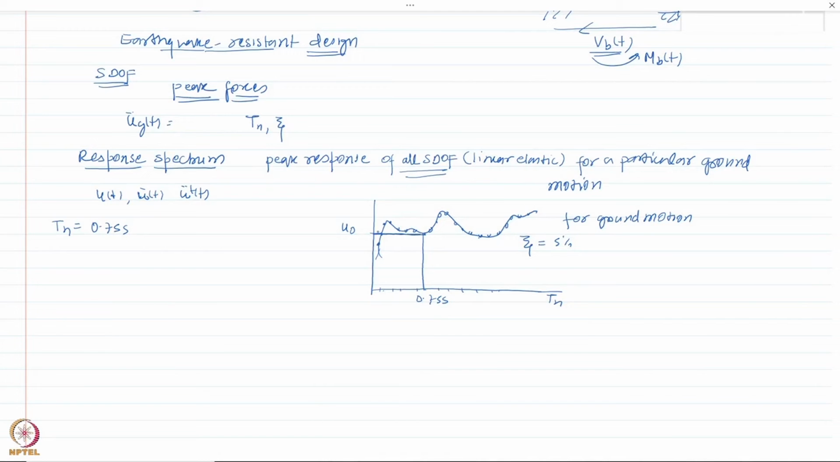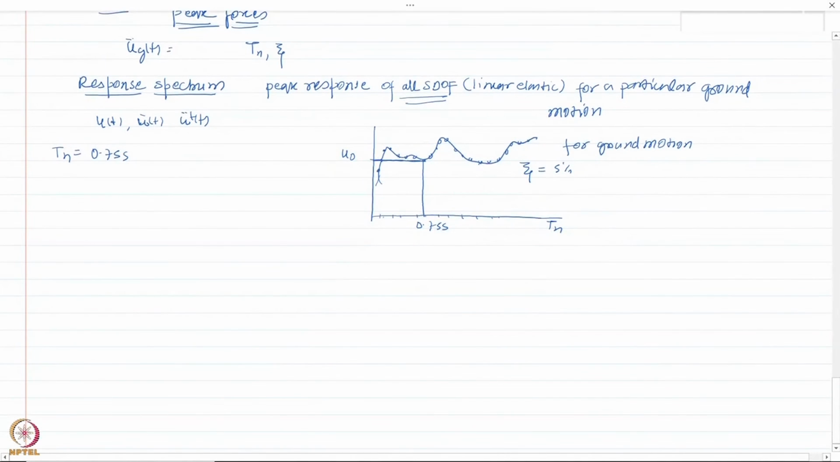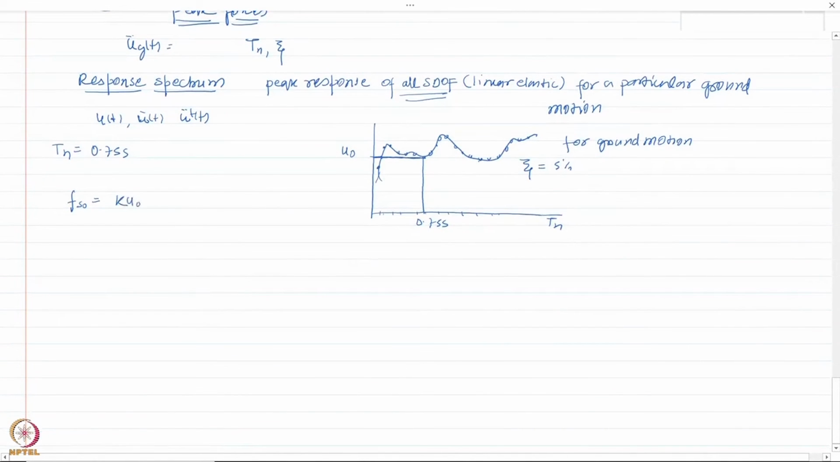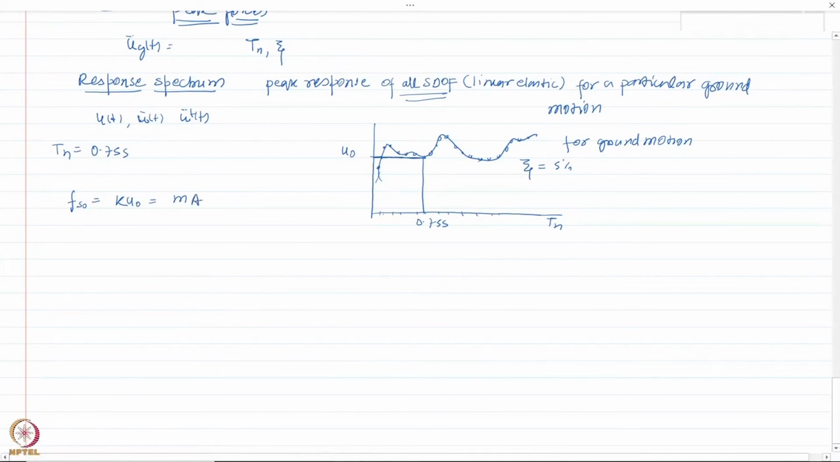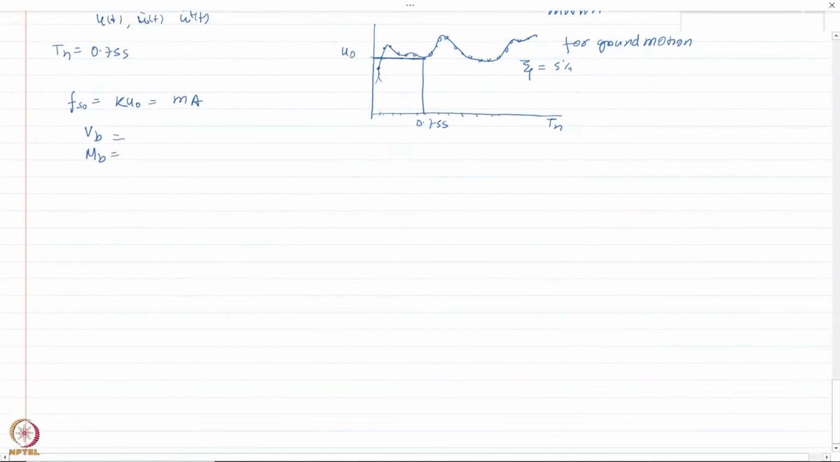Once the peak displacement is known, I can again adopt the same procedure where I apply the peak value of the equivalent static force, which is k times u naught, or m times the peak value of pseudo acceleration, which is m times a. And subject to this force, I can find out the base shear and the base moment. So if the peak values are known, that is our goal, for design of any structural member.